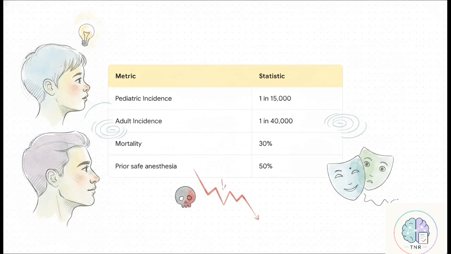But here is the most terrifying fact you need to take away from this. 50% of patients who experience an MH episode have actually had a previous, completely safe exposure to anesthesia without a single sign of malignant hyperthermia. No warning whatsoever. You can literally never assume a patient is in the clear just because they've had surgery before.